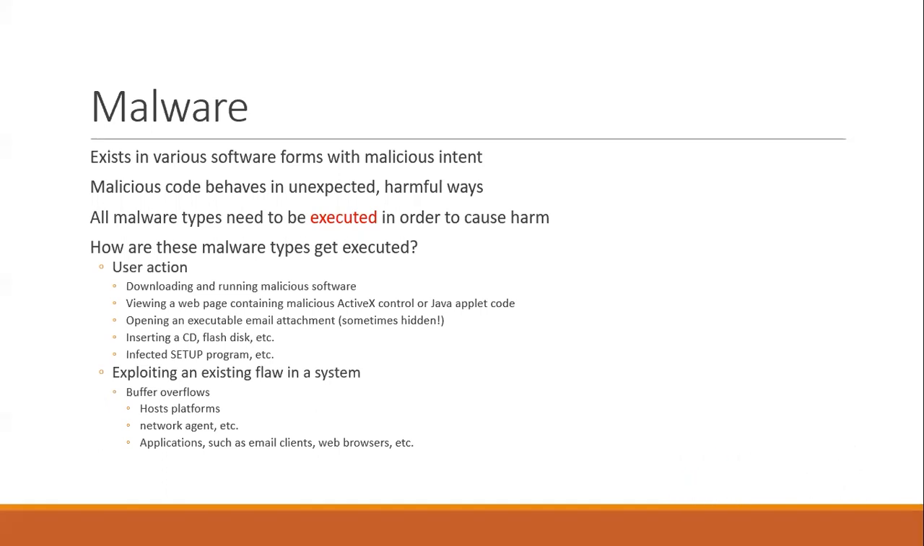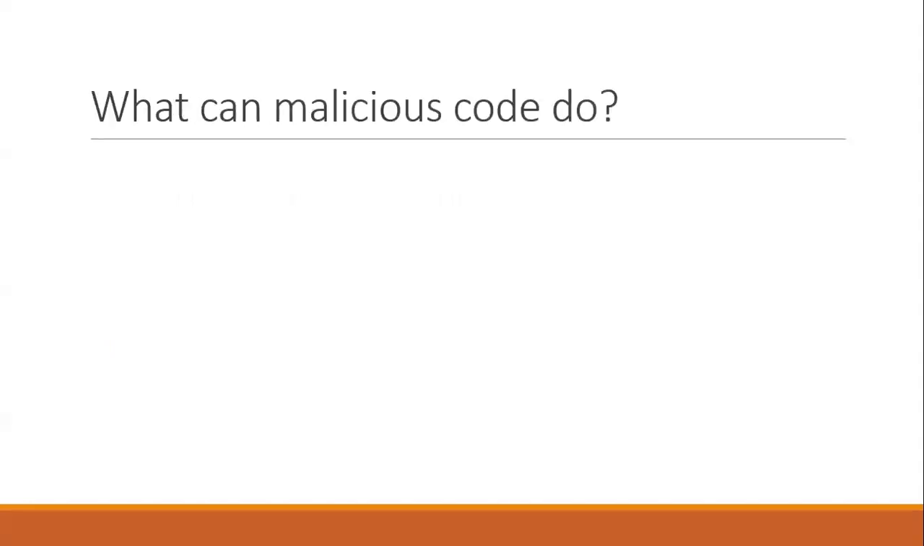Another way is exploiting an existing flaw in the system. So what are the flaws? Buffer overflows, which can be in the host platform, network agents, or applications such as email clients and web browsers. So this is a little elaboration about malware.